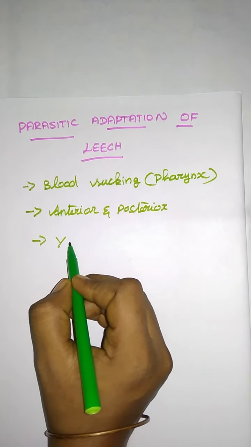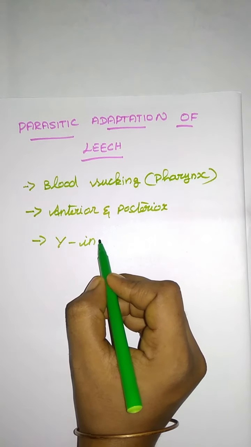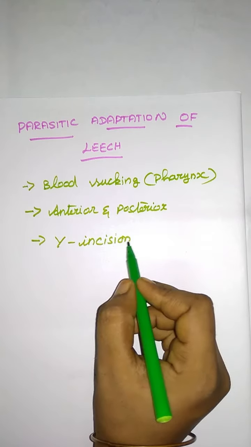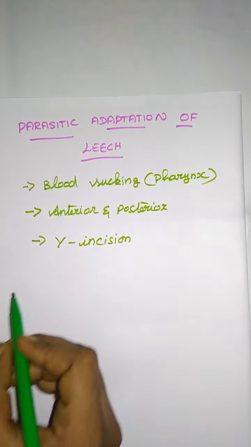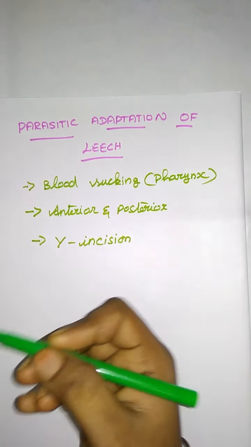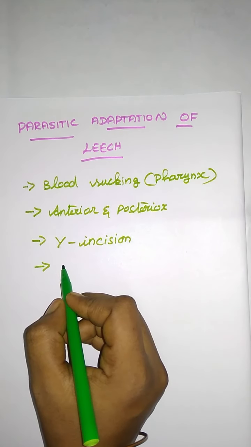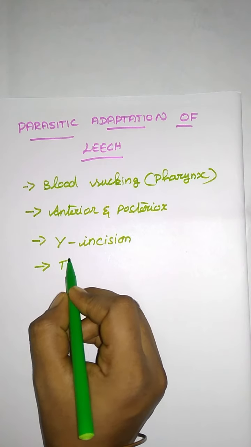First, the suckers help to attach to the body of the host and make a Y-shaped incision, and that is the Y-shaped wound on the body of the host. And next they suck the blood, and then first they pour in the saliva.